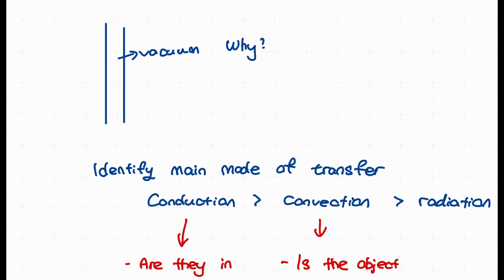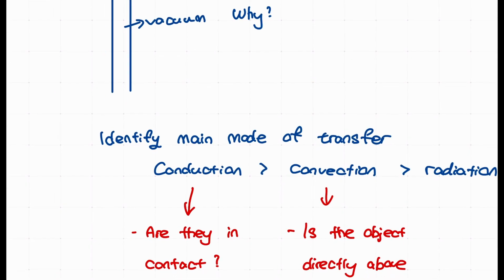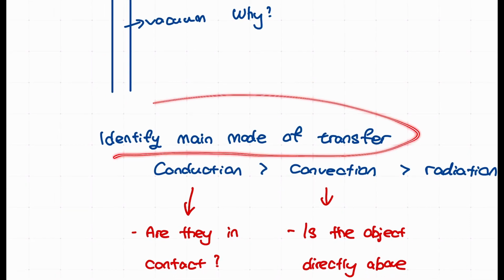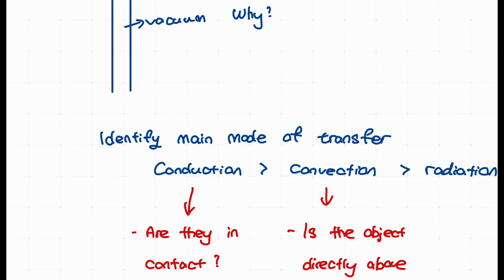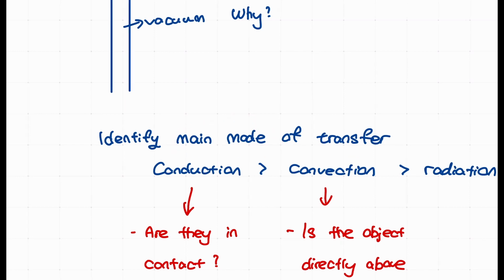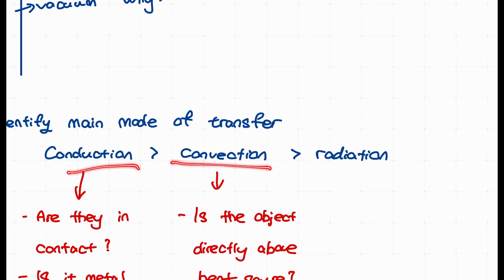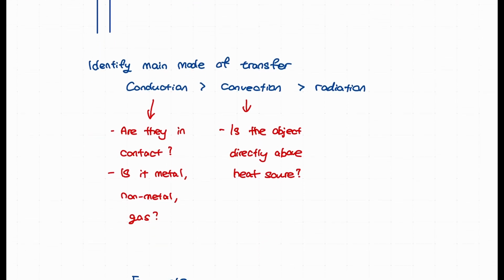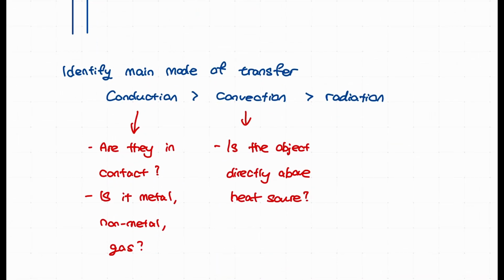Another type of question that they will ask you is to identify the main mode of transfer. When I say main mode, it means which mode, conduction, convection, or radiation, transfers the heat the fastest for that context. So what are some questions we can ask ourselves to identify it? First thing we need to know is that typically conduction is the fastest, followed by convection, then radiation.